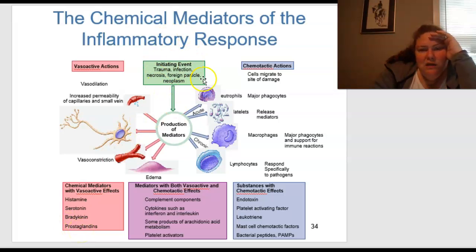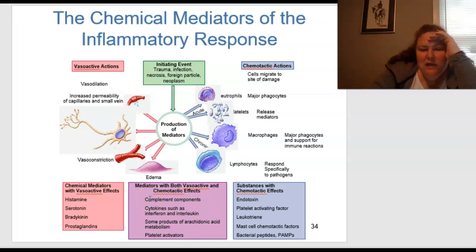You also have the initiating event, and this would be where you have trauma, infection, necrosis, foreign particles, or neoplasm. These are going to be the ones that initiate that effect. Then you have your chemotactic actions, where cells can migrate to the site of the damage, and those would be your neutrophils, your platelets, your macrophages, your lymphocytes. You have some mediators with both vasoactive and chemotactic events, and these would be your complement components, because they're complementing each other and working together.